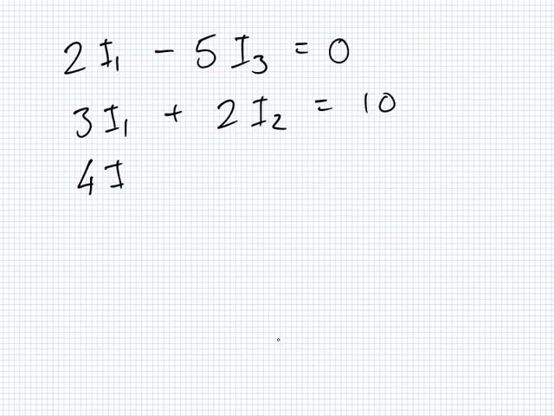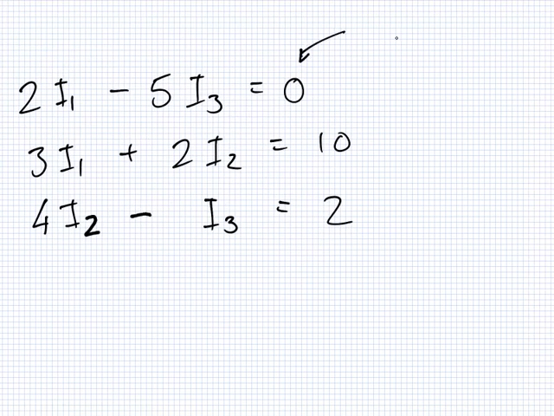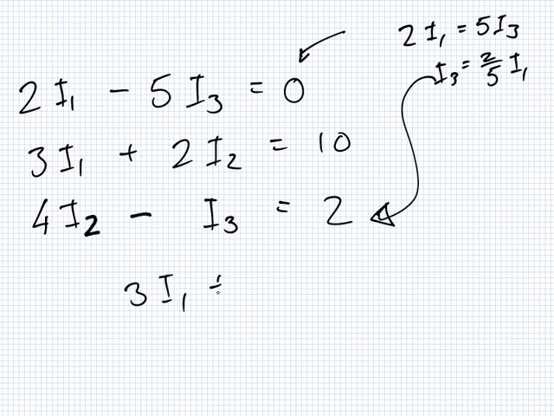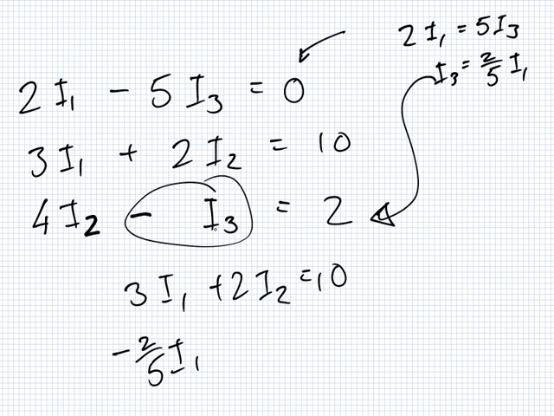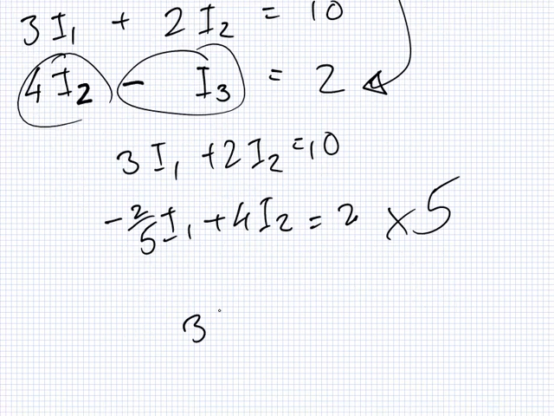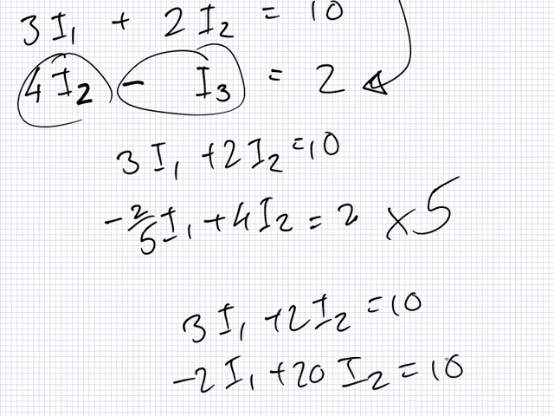Do I need to rewrite it? Right, okay, so we have nothing in common to eliminate. So what I'll do is a substitution. If you look at this one, you could say 2i1 equals 5i3, so i3 equals 2/5 i1. And then I can put that into this one. So I get 3i1 plus 2i2 equals 10, and then minus 2/5 i1, that's this one, plus 4i2, and maybe multiply that by 5. So you get 3i1 plus 2i2 equals 10, minus 2i1 plus 20i2 equals 10.